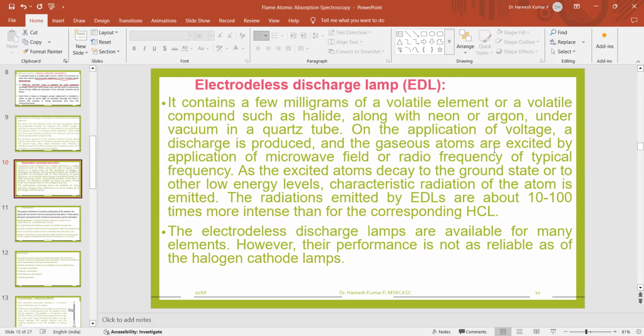On the application of voltage, a discharge is produced and the gaseous atoms are excited by the application of a microwave field or radio frequency. As excited atoms decay to the ground state or to other low energy levels, characteristic radiation of the atom is emitted. Radiation emitted by EDLs is about 10 to 100 times more intense than for the corresponding hollow cathode lamp. The electrodeless discharge lamps are available for many elements. However, their performance is not as reliable as that of the hollow cathode lamp.